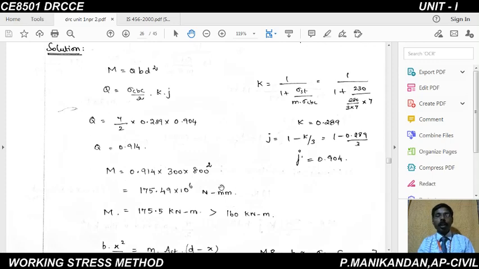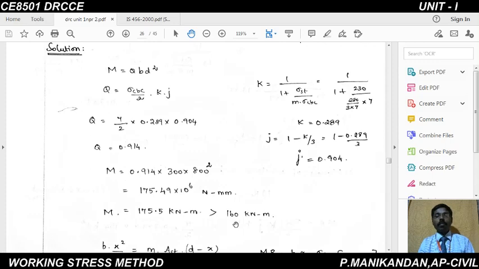The millimeter can be converted into meter and the Newton can be converted into kilonewton. By converting this value, we get 175.5 kilonewton meter. So the value of moment is greater than 160 kilonewton meter, which is given in the question. And we have found out the value of K, J, Q and M.